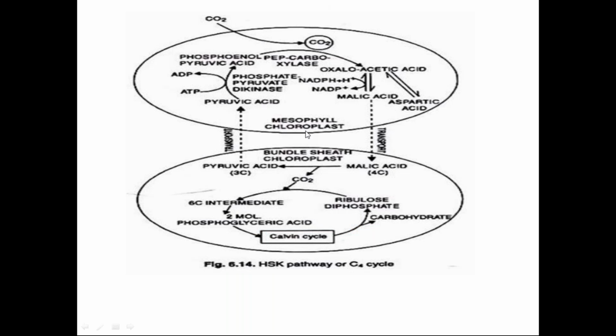So this is the process. These are the mesophyll cells and these are the bundle sheath cells. Keep in mind that the C4 pathway occurs in two locations, the mesophyll cell as well as the bundle sheath cell. On the other hand, the C3 pathway always occurs in the mesophyll cell. Keep in mind this point: C3 occurs in the mesophyll cell, but C4 occurs in the mesophyll as well as the bundle sheath cell. This anatomy is always called Kranz anatomy.